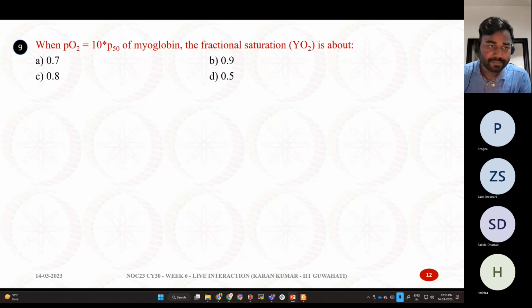Now, coming to this question, for hemoglobin, the question is regarding myoglobin. You have partial pressure of oxygen that is 10 times P50. P50 is the partial pressure at which 50% of the myoglobin is saturated. So the partial pressure of oxygen is 10 times P50. Then what will be the fractional saturation? Can someone calculate it immediately? What will be the fractional saturation in this case?